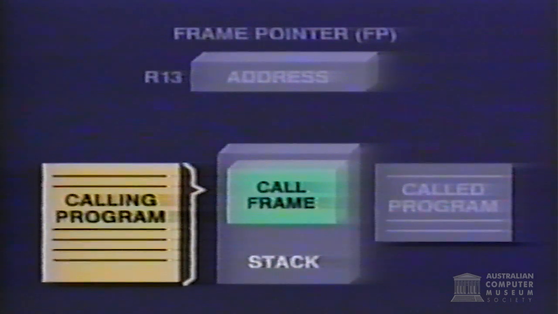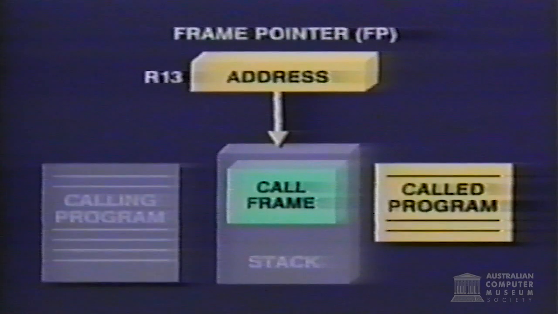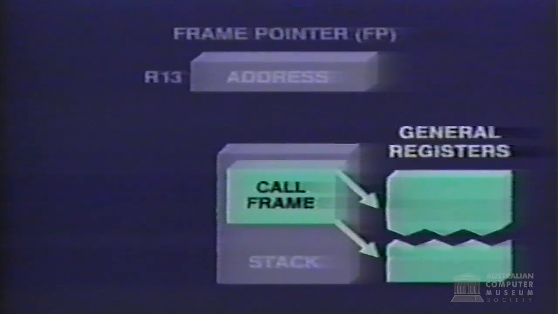This call frame contains register values and other information that the calling program needs to regain control at a later time. Once the CPU finishes executing the called program, it uses the frame pointer register to locate the call frame that was saved on the stack. The information preserved in the call frame is then copied into the processor registers, thus restoring the registers to the state they were in at the time the call was made. This completes our discussion of the general registers.